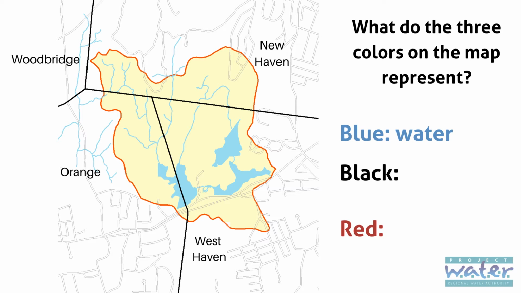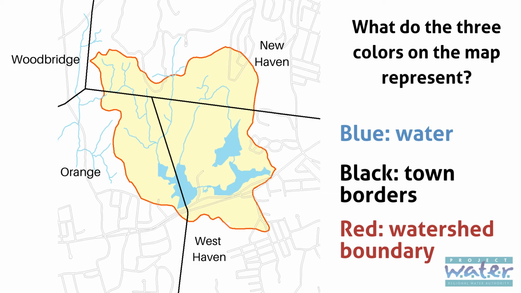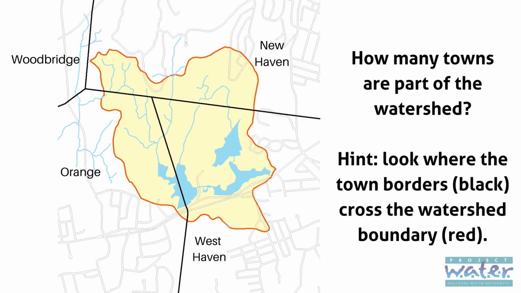Let's start with blue. That's a common color on all maps. Blue represents water, and in this case, it's the Maltby Lakes. Black represents the town borders. It separates one town from another. Red is the watershed boundary. Any rain that falls, snow that melts, or pollution that is within the red line will eventually end up in the Maltby Lakes. The Maltby Lakes are in a fairly small watershed.